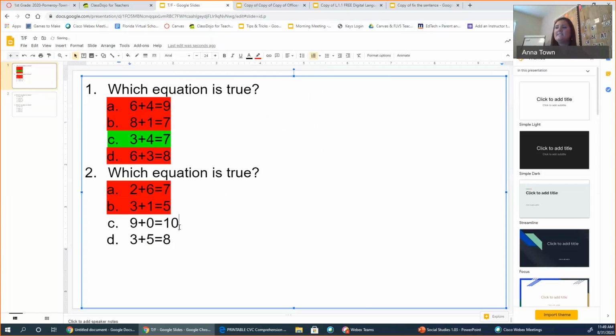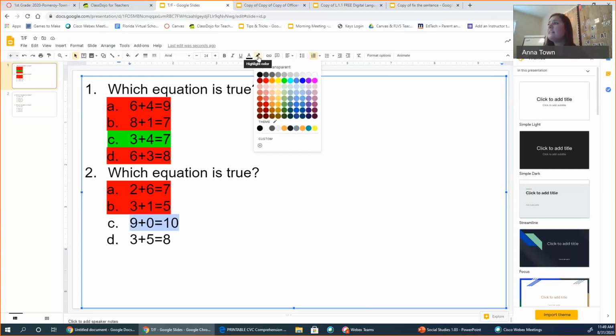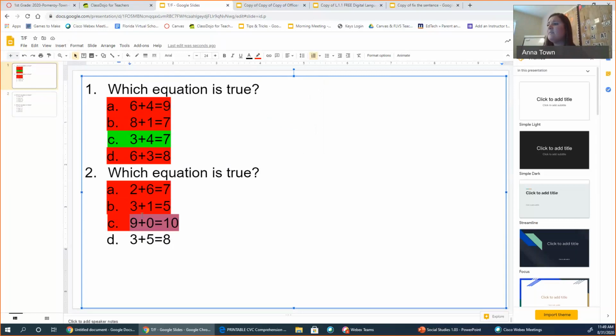Let's take a look at C. 9 plus 0 equals 10. True or false? Good job. It's false. Boys and girls, nothing plus a number is the number itself. So it should be 9.